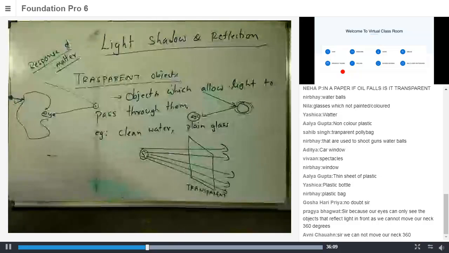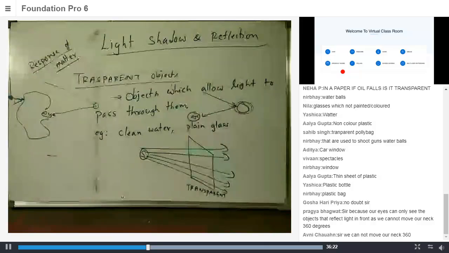I hope that's clear. So only the light from objects which are in front of the eyes can be reflected into eyes. That's why we see only objects which are in front. Yeah, perfect. We cannot move our neck in 360 degrees. I remember seeing some movies in which some ghosts can do that, but of course humans can't do it.